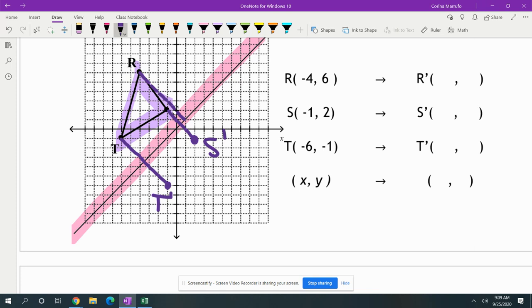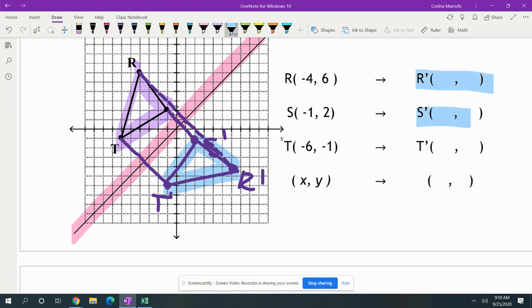So once you get to the line of reflection, that's 5 spaces away. So we're going to count 1, 2, 3, 4, and 5. And this will be point R prime. So this would be our new triangle. Okay, so this is the image after.